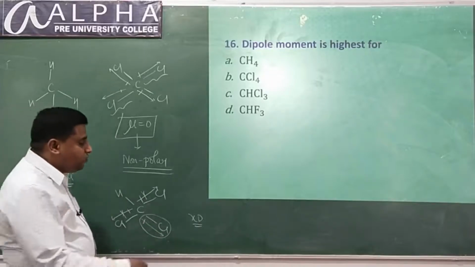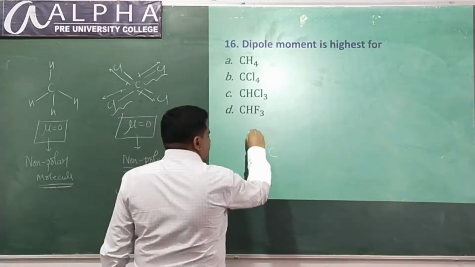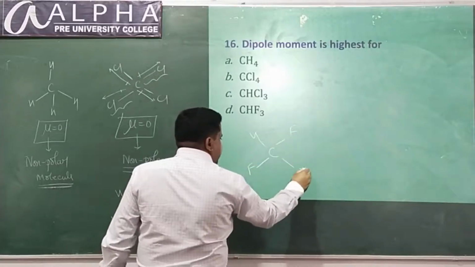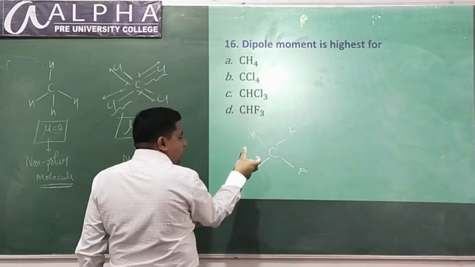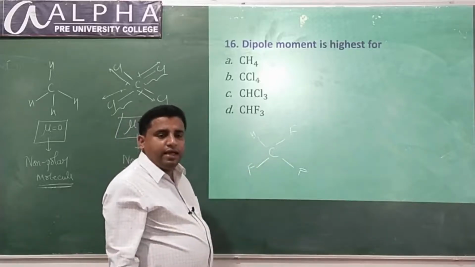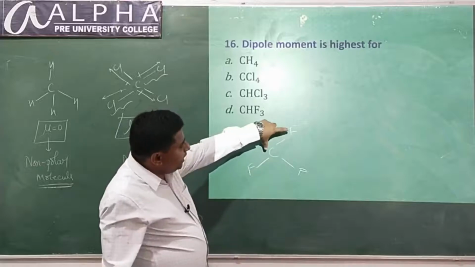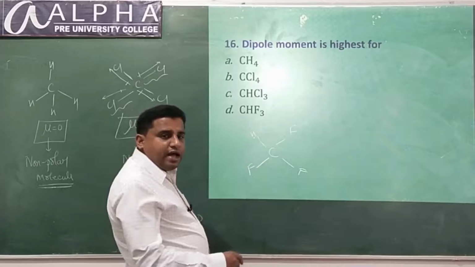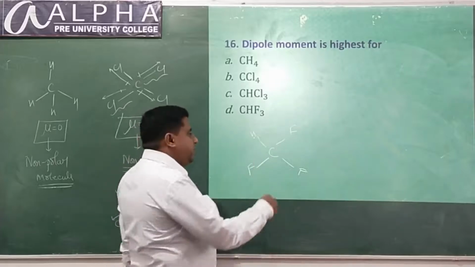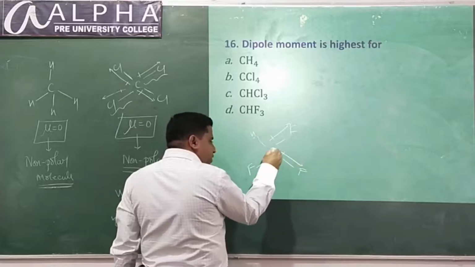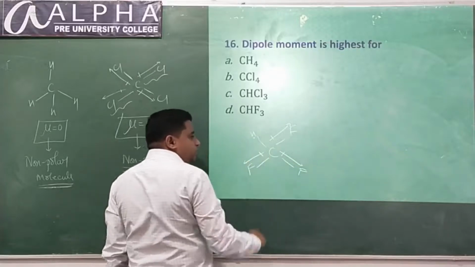Now if I consider fluorine, CHF3. Again, is there any dipole moment? Can you define a dipole moment for this bond? No, because carbon and hydrogen are equally electronegative. Can we define a dipole moment for this bond? Yes, because fluorine is more electronegative than carbon. What is the direction of the dipole moment? It is towards fluorine.